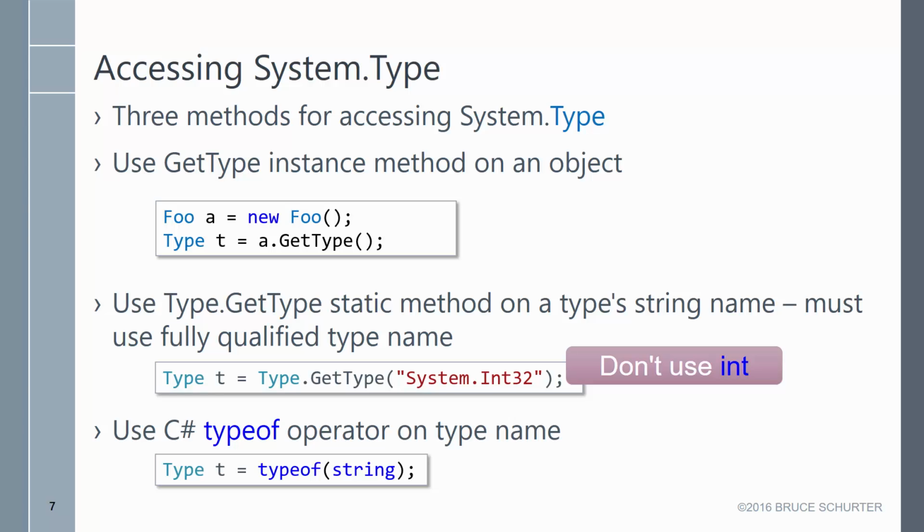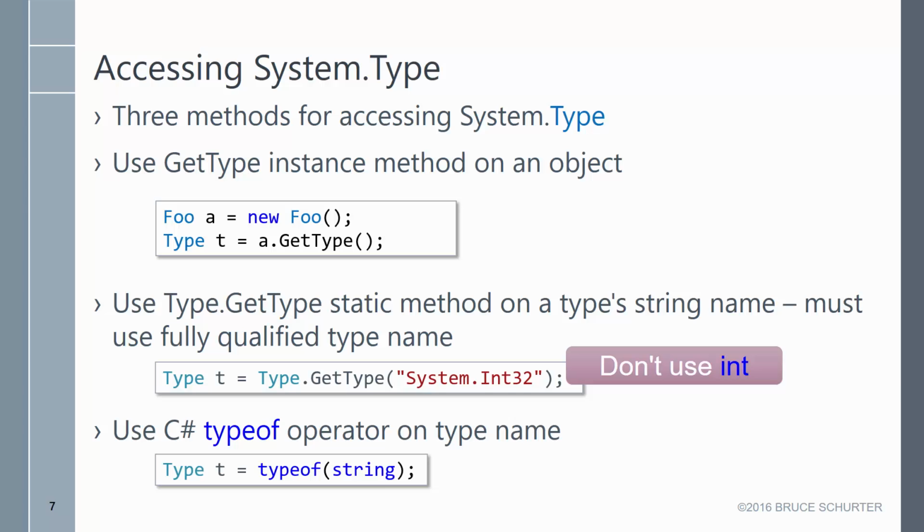The third way is to use typeof and then the class that you wish to get the type of. So this is another way to do it without creating an instance of an object, just like the previous one. So we can say typeof(string) in this case. And notice here we can use the C# alias names for the variable types. And this can be any type that you have access to via your using clauses and references.